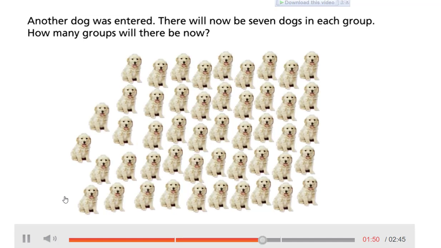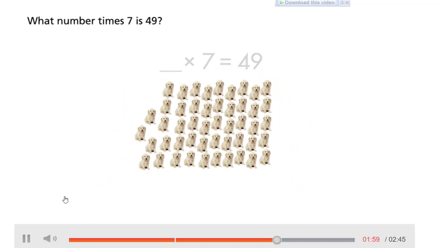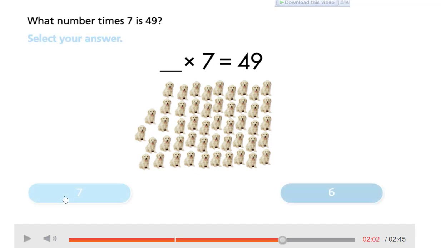Another dog was entered. There will now be 7 dogs in each group. How many groups will there be now? What number times 7 is 49? Select your answer.